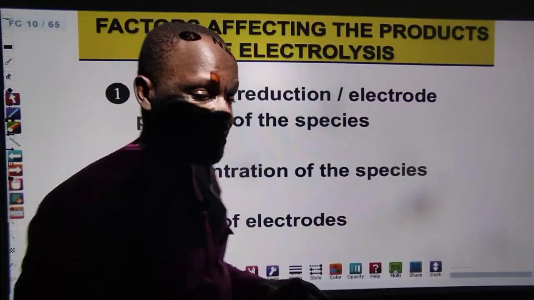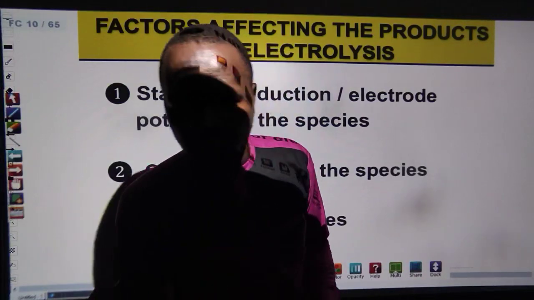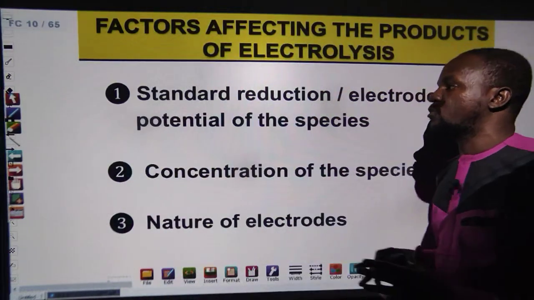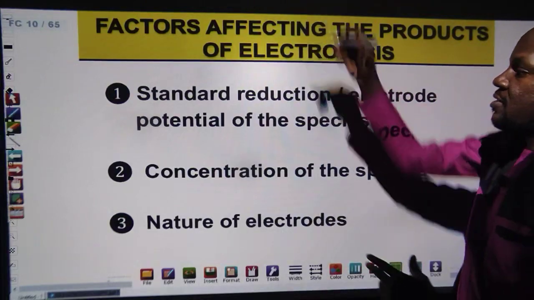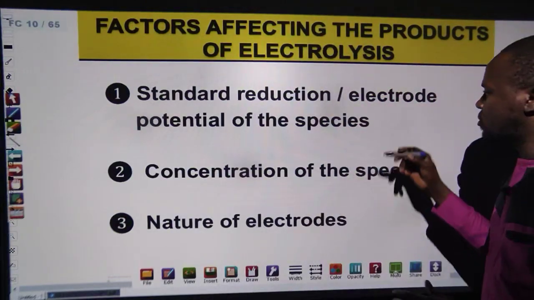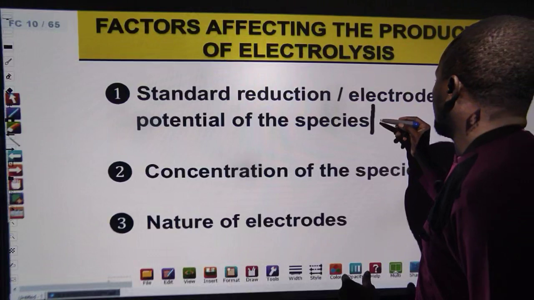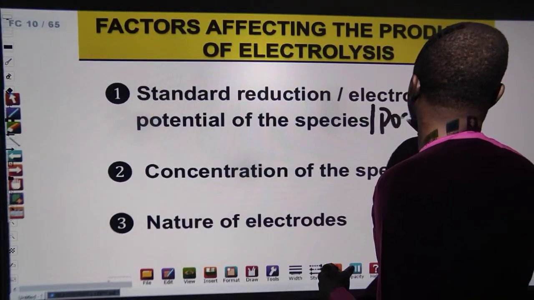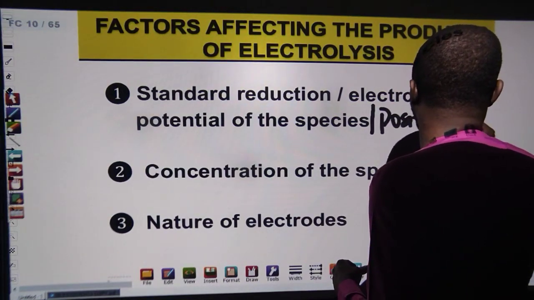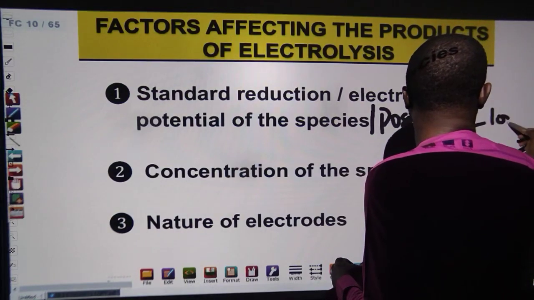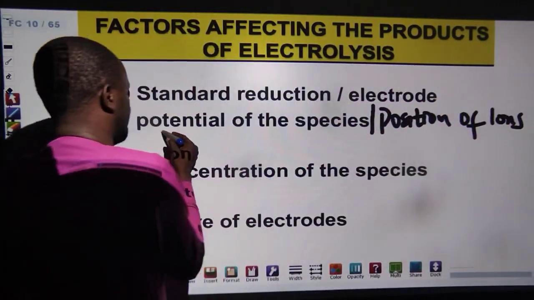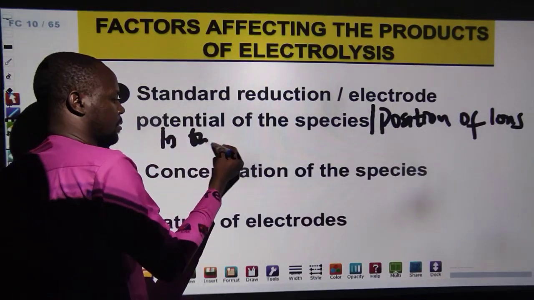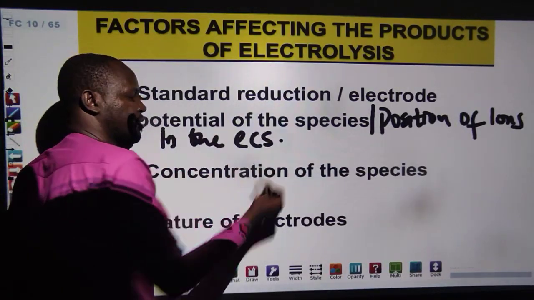Factors that affect discharge of ions during electrolysis. Students need to keep this in mind also, because most of your exams ask you to list them. The first one is: why did I put this? Because most of you are used to it as the position of ions in the electrochemical series. I write it as ECS.